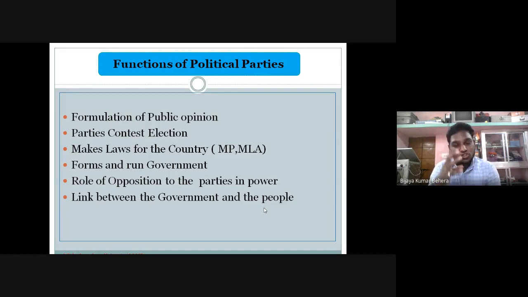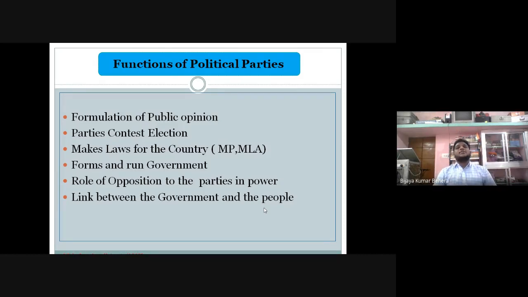That's why smooth, strong, applicable rules and regulations come to us. Since the opposition is there, a good sense of rules and regulations comes to us. The last one is the link between the government and the people.